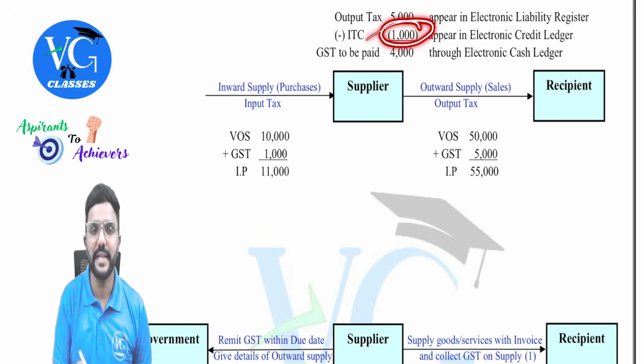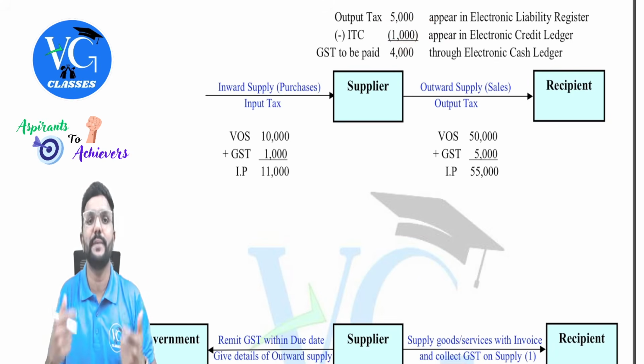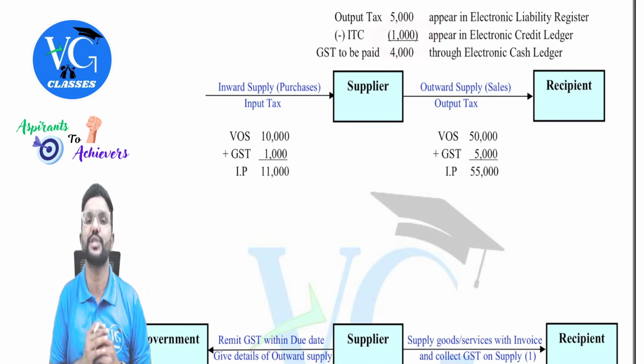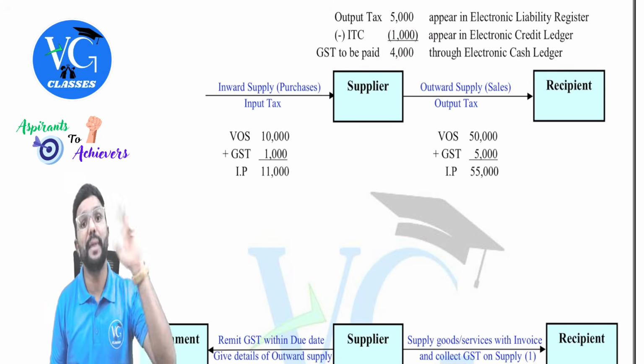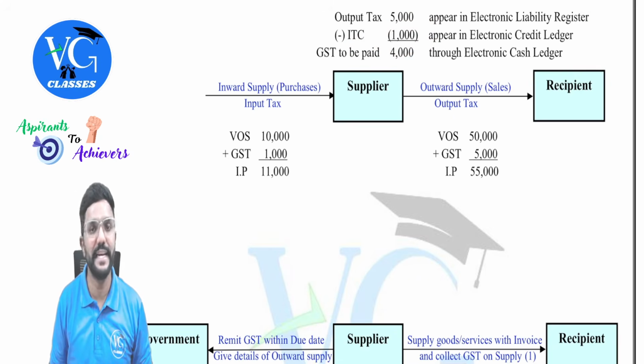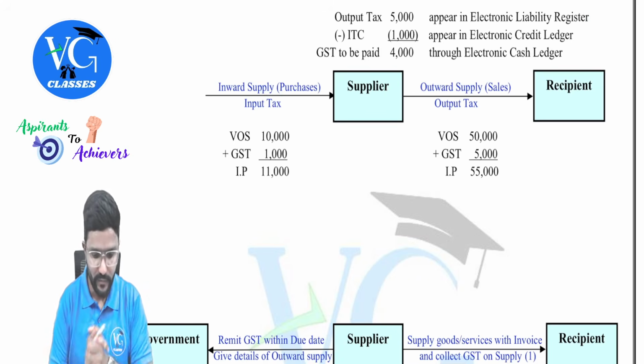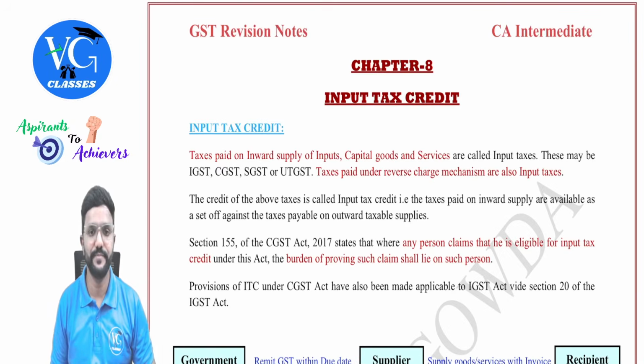So when can I utilize this credit, or when am I eligible to claim this credit, is what we are learning in this chapter, guys. And more about these registers or ledgers, I will be talking about in the payment chapter, guys. I will explain there in detail about this. Got it? Yes, sir. Fine. Coming back.